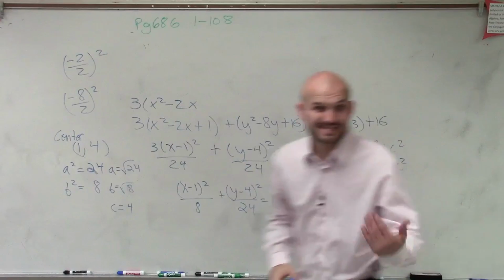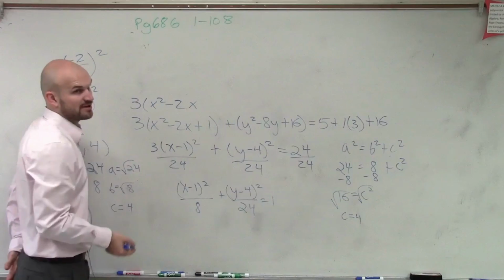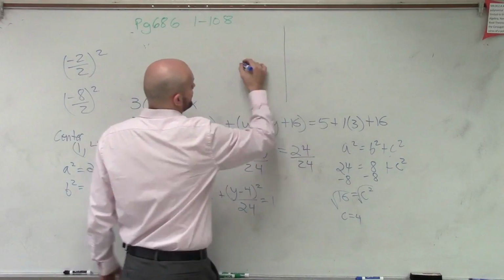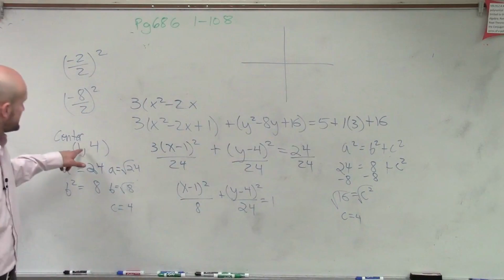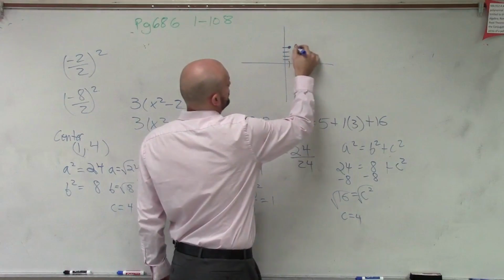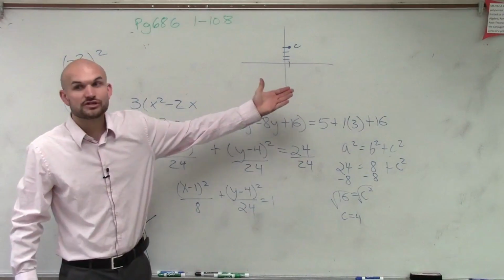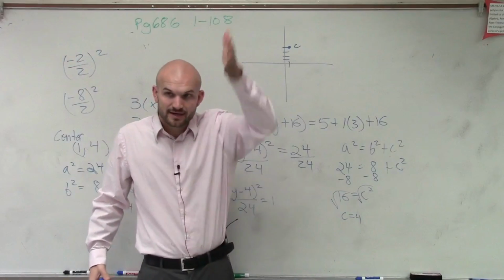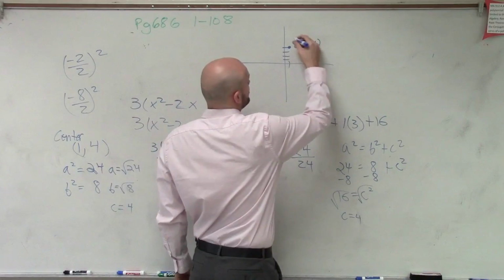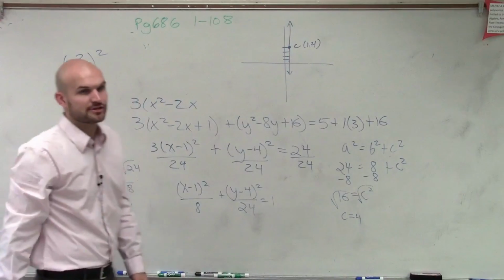So we know that since our a squared is under our y, it's going to be a vertical one. Let's double check to make sure we have this. The first thing I'm going to do is write in the center. The center is at 1, 4. Now that we know the center, we need to determine the vertices. The vertices have to be vertical, so from my center at 1, 4, I need to go up and down, because that's all going to be on your major axis.